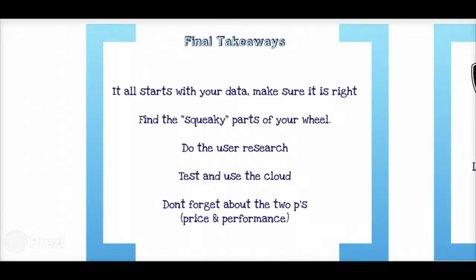Final takeaways. It all starts with your data. Make sure it's right. Audit your analytics system. That way you can construct progression analysis and know that you have integrity in what you're seeing in the data. Do your user research to support that analysis, and then move forward with your testing program. Use the cloud, deliver your alternative designs, and monitor the economic impact you see within your store or brand. And lastly, don't forget about the two P's, price and performance, as they make a big factor in the conversion optimization equation.